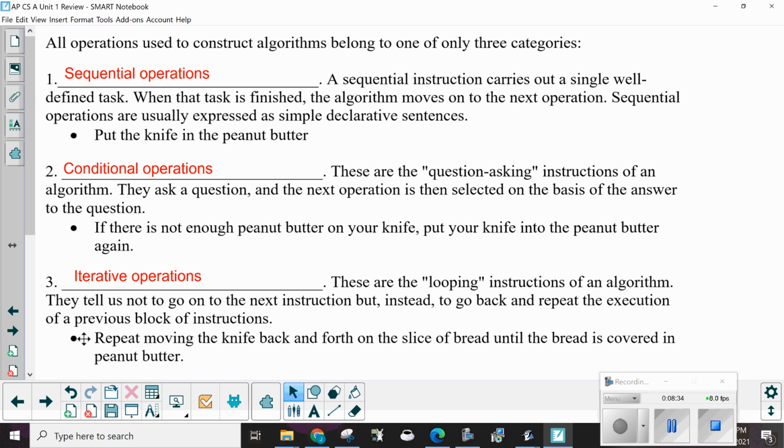Number 3, iterative operations. These are the looping instructions of an algorithm. They tell us not to go on to the next instruction, but to go back and repeat the execution of a previous block. So something like repeat moving the knife back and forth on the slice of bread until the bread is covered in peanut butter. That's a repetitive or iterative operation. You do the same thing over and over.